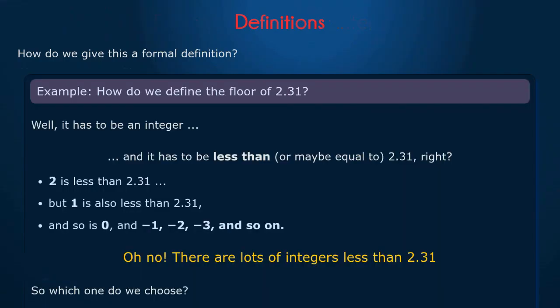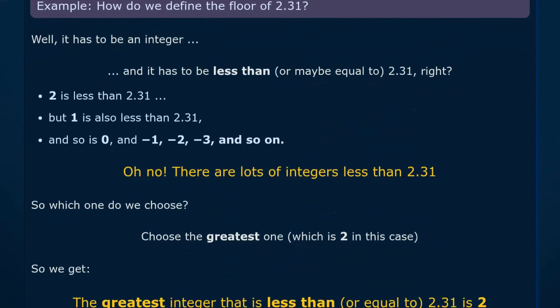Example, how do we define the floor of 2.31? Well, it has to be an integer, and it has to be less than, or maybe equal to, 2.31, right? 2 is less than 2.31, but 1 is also less, and so is 0, and -1, -2, and so on. Oh no! There are lots of integers less than 2.31. So which one do we choose? Choose the greatest one, which is 2 in this case.